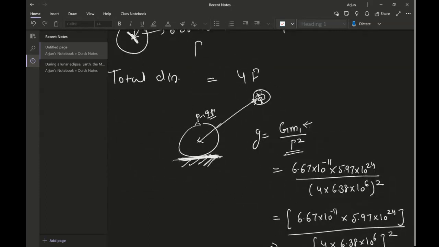So hopefully now you're clear about how to solve the force questions and the gravitational acceleration questions.